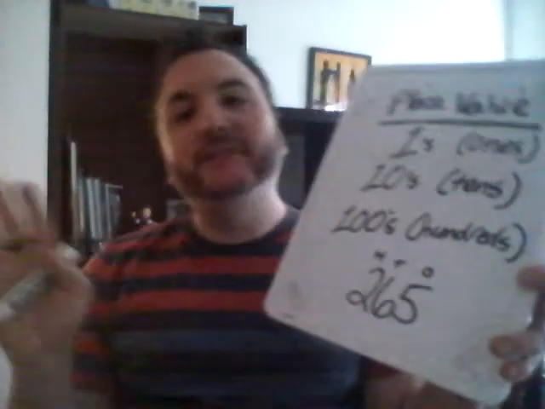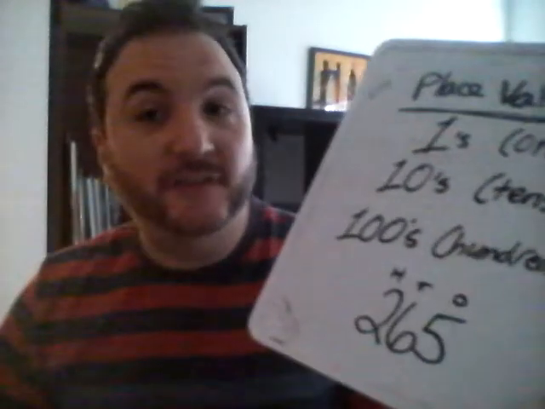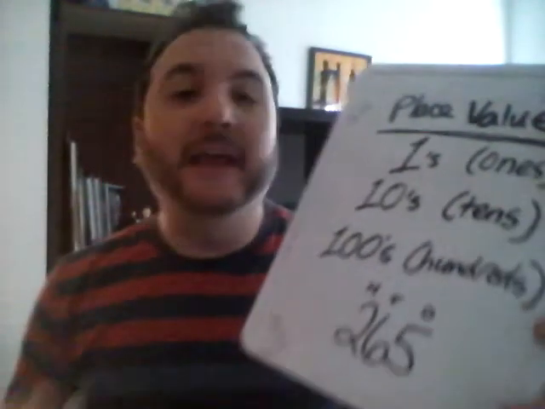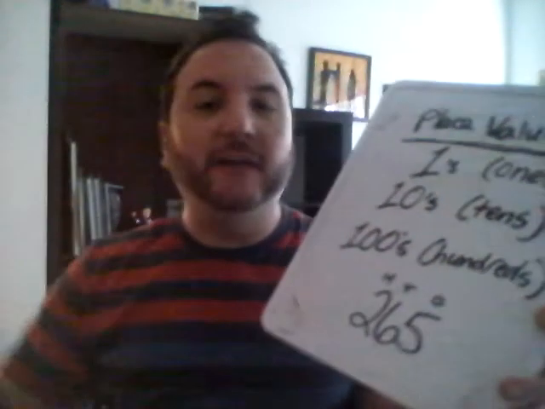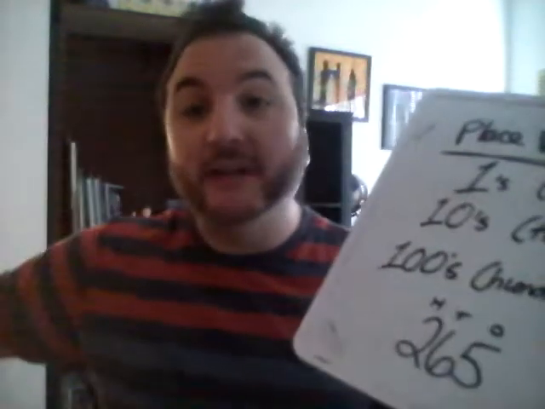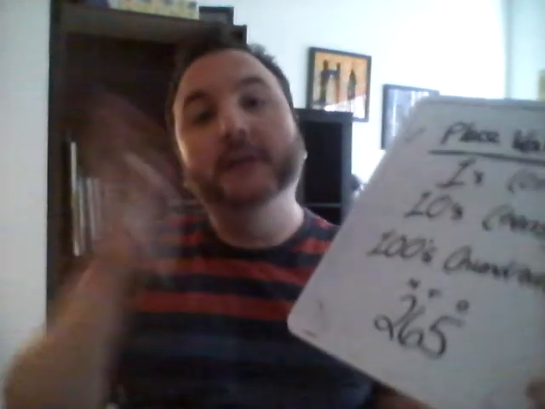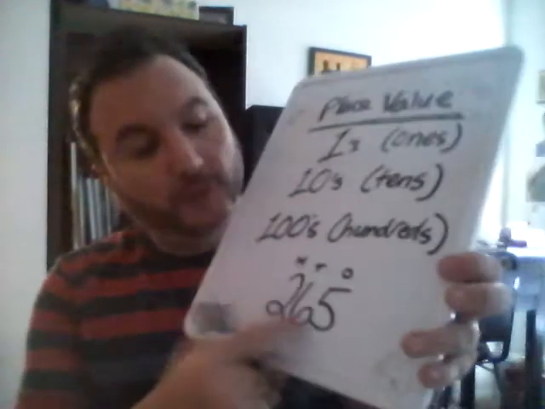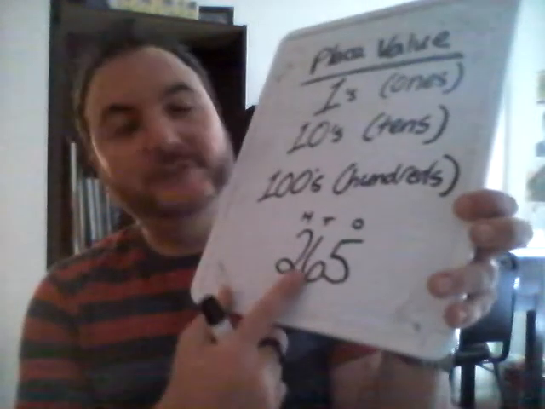265. And I know when we say numbers, sometimes you go "two hundred and sixty-five." You don't need the "and." It's just 265, just like the other one was not "and" 374. 374. 265. 200s, 6 tens, 5 ones.